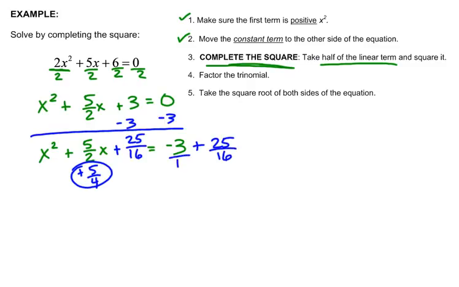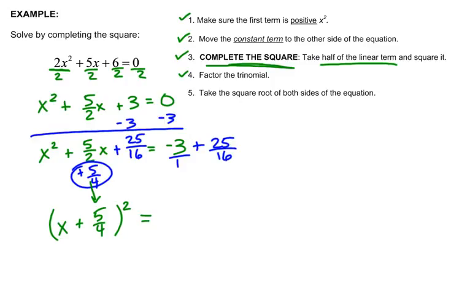And we got 3/1. That's completing the square, so now I'm going to factor the trinomial. I'm going to have x, something squared, and it's always going to be this value here. So it's going to be x plus 5/4 squared.